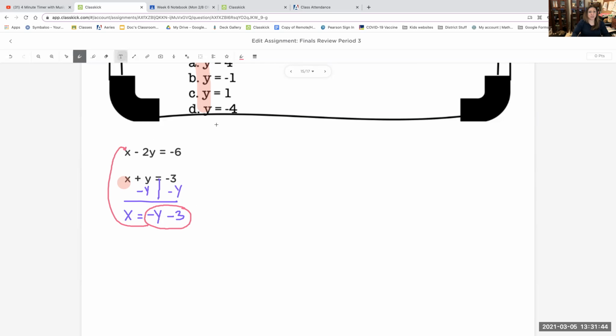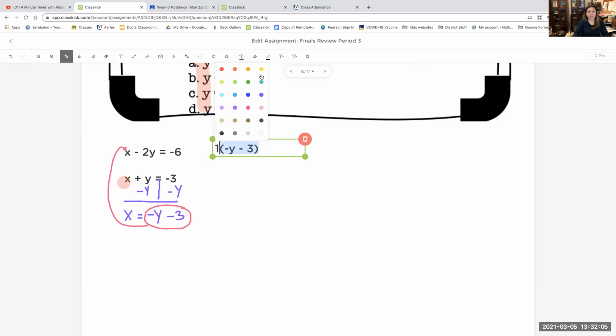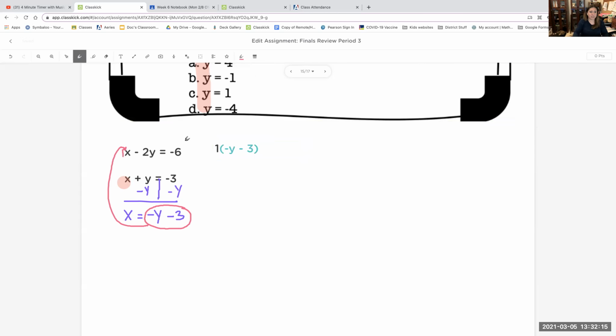Some of you guys were super cute. And I want to say every single one of you did this. You were all like 1, negative Y minus 3. I find this super cute and love the fact that you realize that there's a 1 in front of the X. The fact that you remember that is amazing. So super good that you remember that.